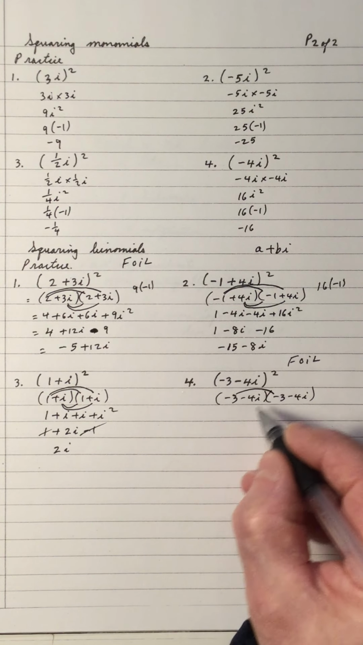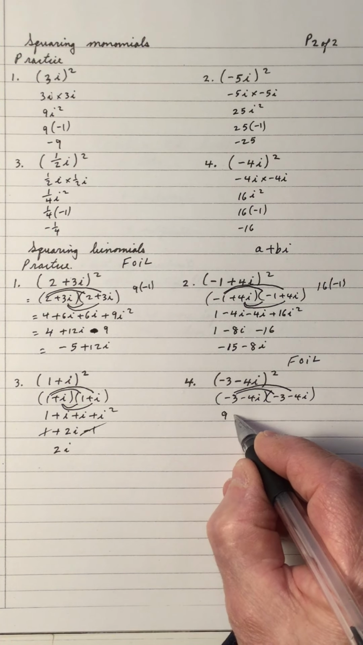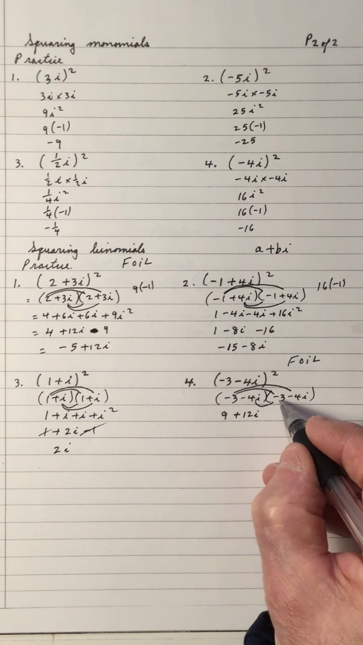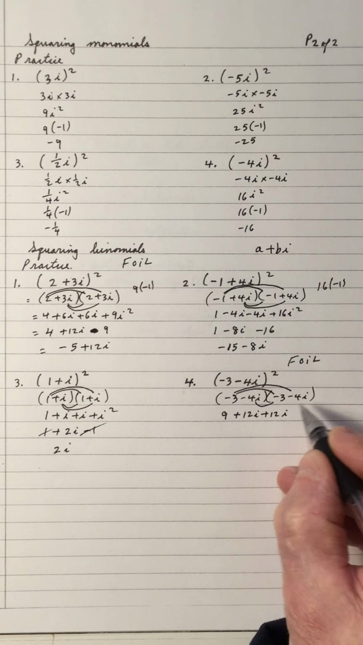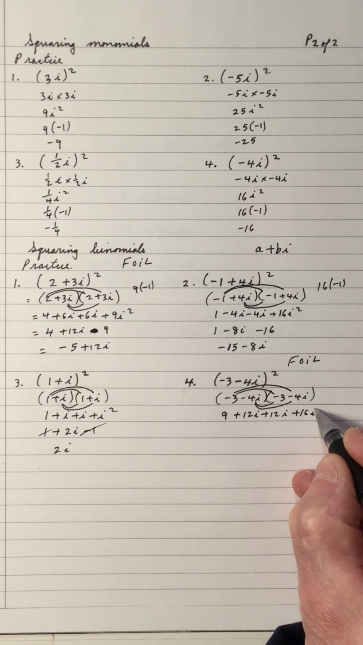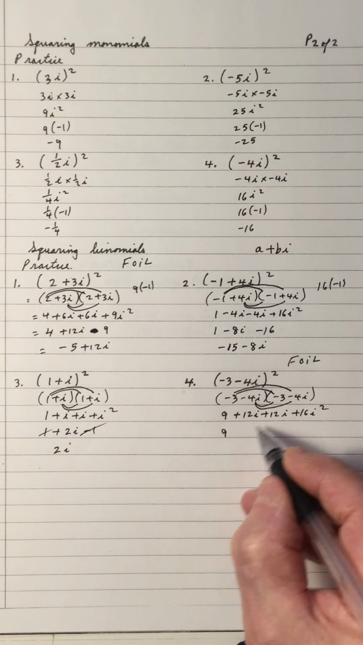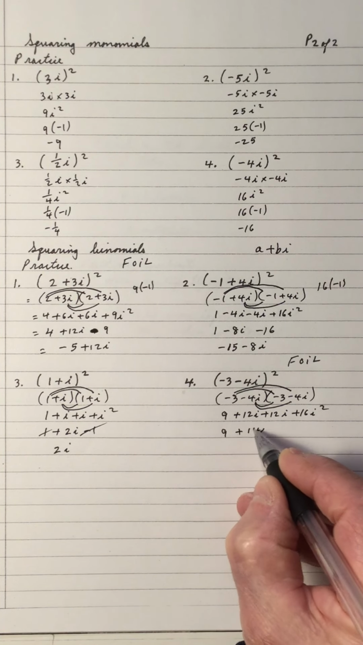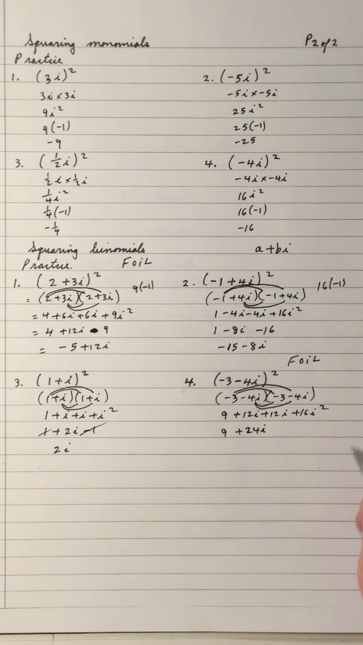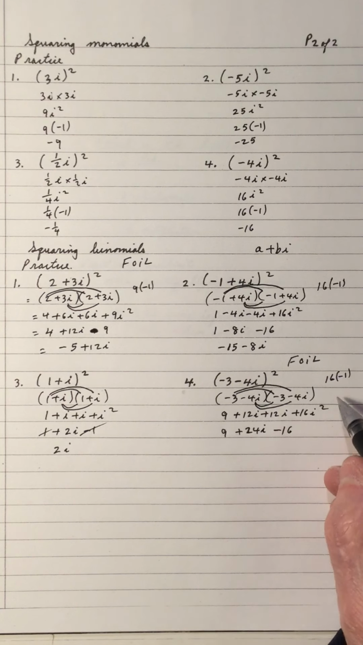First terms, negative 3 times negative 3 is 9. Outside, negative 3 times negative 4i is positive 12i. And the inside is negative 4i times negative 3, positive 12i. And last, negative 4i times negative 4i is a positive 16i squared. And we have 9. Notice 12i and 12i becomes 24i. And again, 16i squared, i squared is negative 1, so that's negative 16.